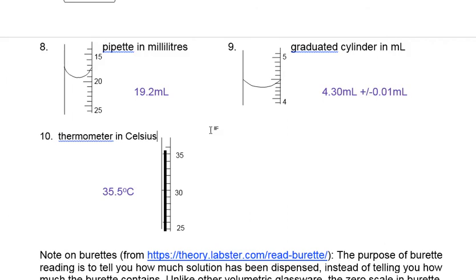One extra thing I will point out is that on digital balances or other digital devices, we take the reading exactly as it is off the digital device. So if our balance, for instance, says 13.47 grams, we're going to write down 13.47 grams, exactly like it is, because that balance is precise to however many digits it displays.